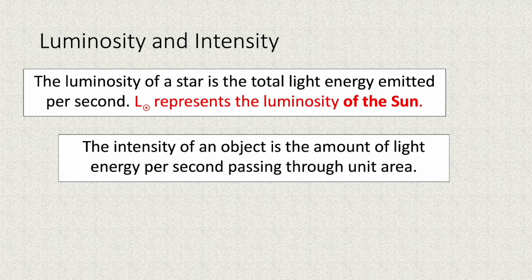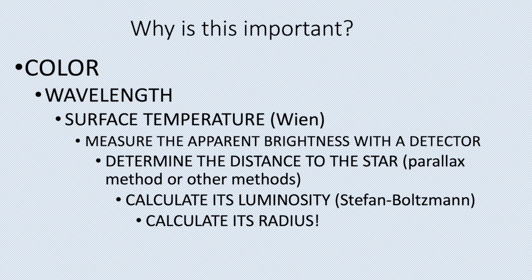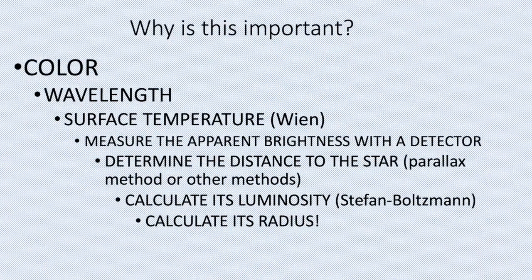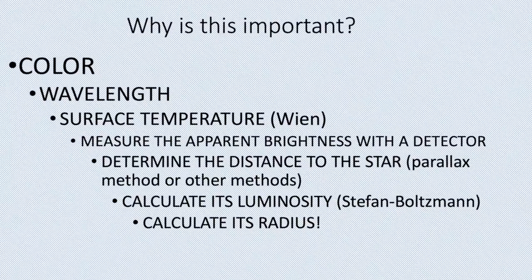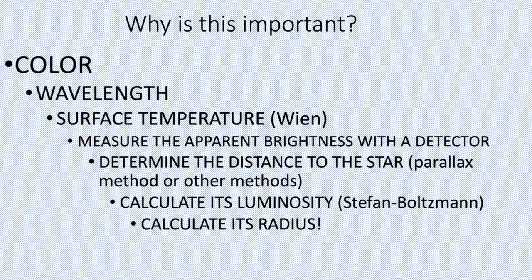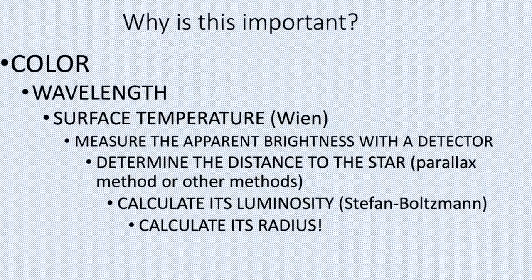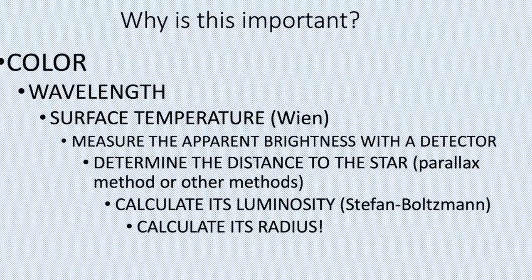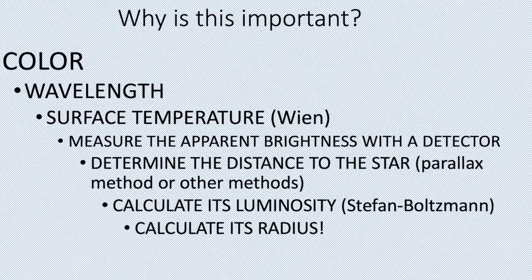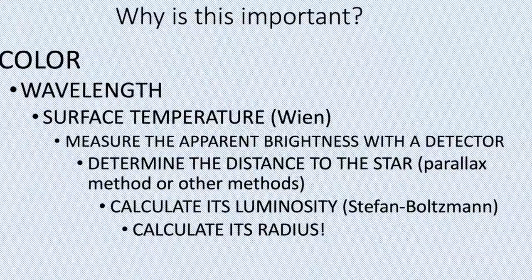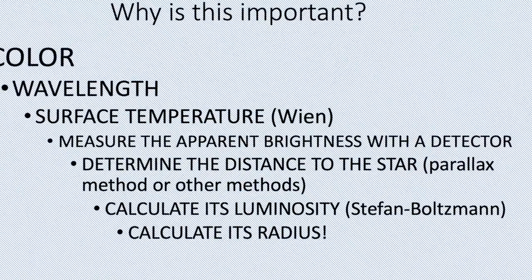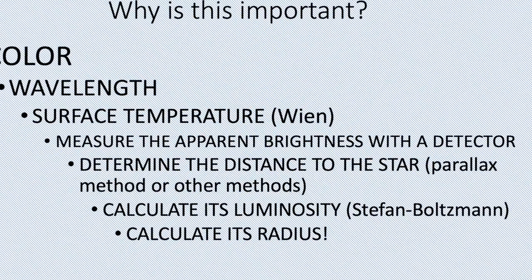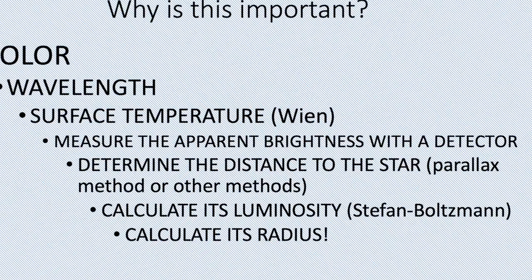So how do we use these to get information about stars? The observed color suggests the peak wavelength, which gives us its surface temperature. We can measure its apparent brightness and determine its distance using various methods which are outside the scope of our curriculum. Using Stefan-Boltzmann law, we can calculate its luminosity, and this lets us calculate its radius.